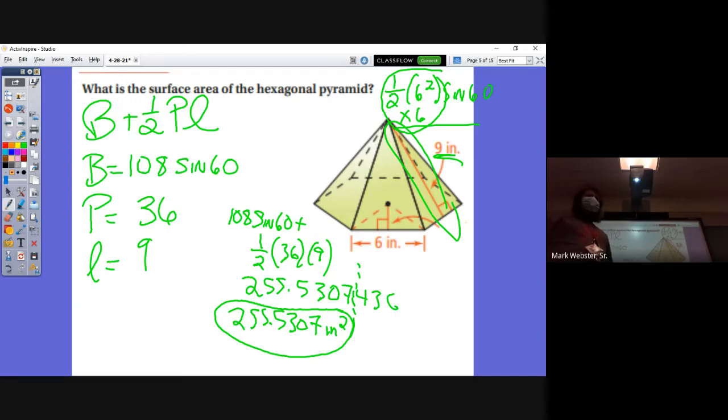How'd you get 255? I put 108 times sine of 60, close parentheses, plus 1/2 times 36 times 9 into the calculator, hit the enter button, and then I wrote it down. Just from here, just calculator time.